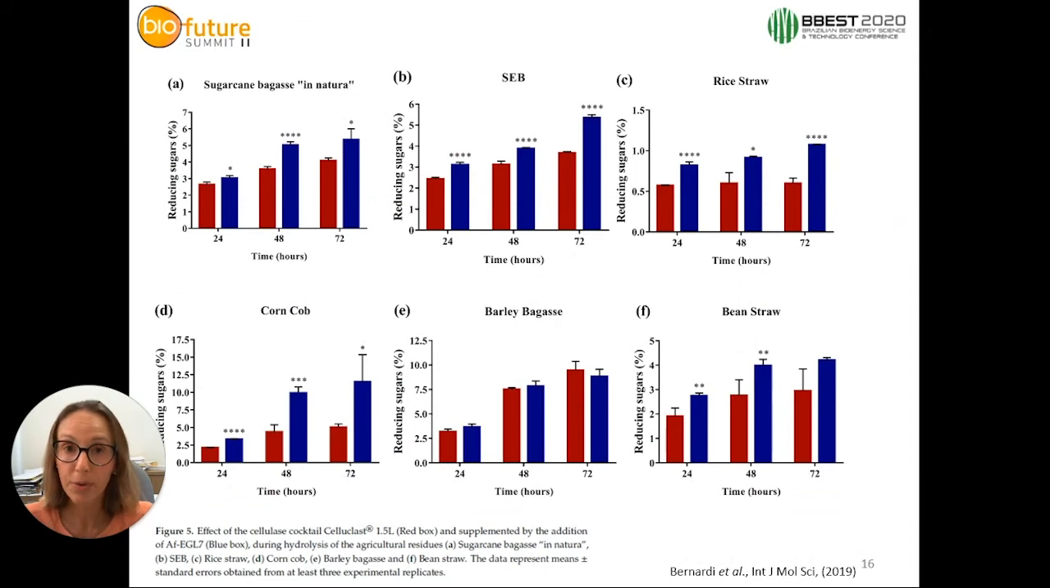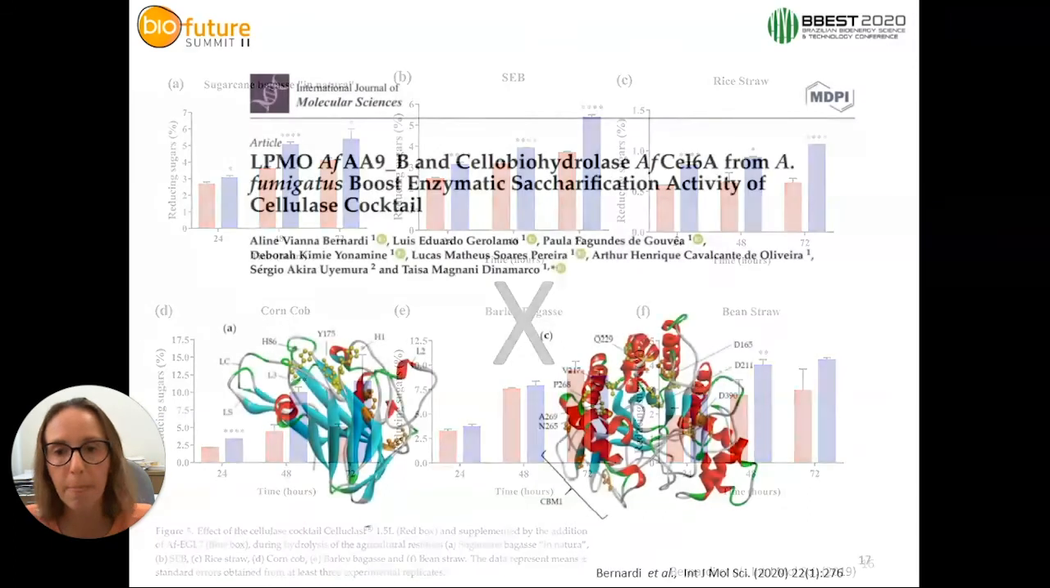To analyze the performance in biomass degradation, we supplemented the cellulase cocktail Cellic with 10 micrograms of these enzymes and incubated at 55 degrees for up to 72 hours. Interestingly, these enzymes showed a high degree of synergy with the cocktail in biomass deconstruction, except in barley bagasse.